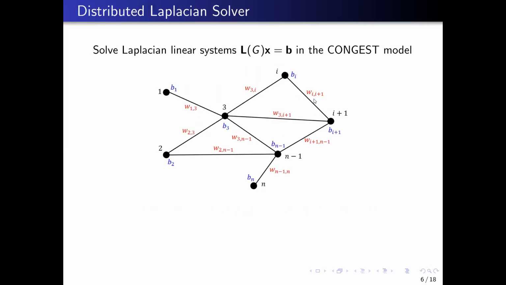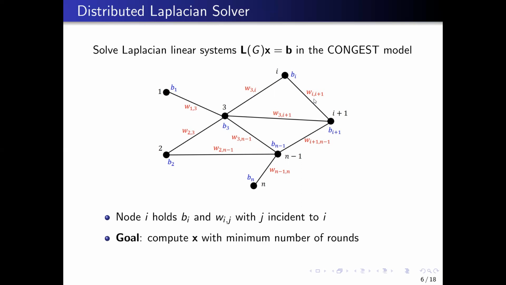In this work, we solve Laplacian linear systems, LGX equals B, in the congested model. Given a graph G and a vector B, each node I holds the scalar Bi and edge weights Wij, with J being incident to node I. And our goal is to compute the vector X with the minimum number of communication rounds.